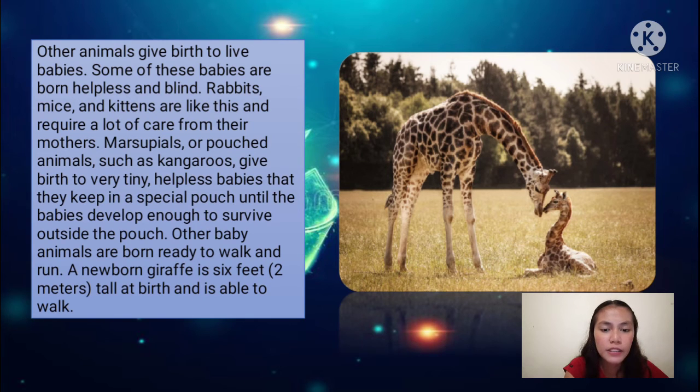Other baby animals are born ready to walk and run. A newborn giraffe is 6 feet or 2 meters tall at birth and it is able to walk. Animals begin life either from an egg or as a baby that is born ready for life. Baby animals grow and change into adolescents and eventually become adults. Adult animals look for a mate to begin the life cycle all over again with new babies.